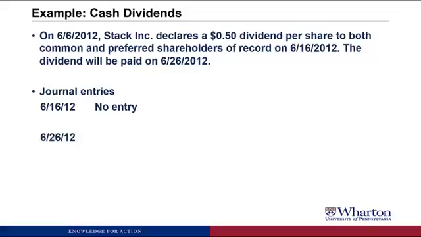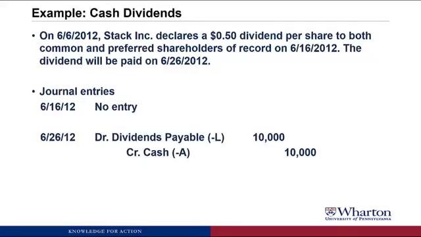Now let's try the journal entry for June 26, 2012, which is the day the dividend will be paid. So here we're going to debit dividends payable for $10,000 to get rid of the liability because we're crediting cash, paying cash for $10,000 as we mail the checks out to the shareholders of record.